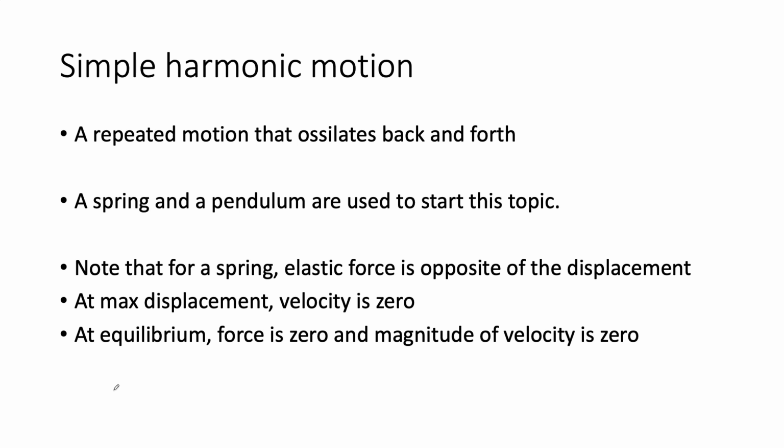At equilibrium, the force is actually 0, and the magnitude of the velocity is maximum. Not 0. Whoops, sorry, there's a typo. I looked at that and thought I'd double check this, but this is at maximum. So as the pendulum goes from here to here, this is the equilibrium point. The force acting on this is 0, but the velocity is at its maximum, whatever that velocity may be.